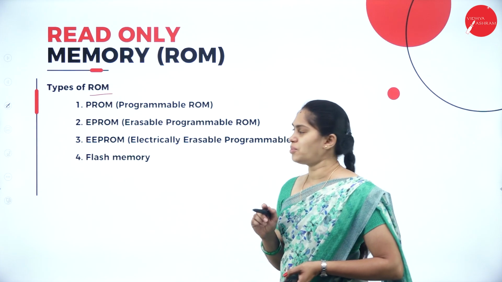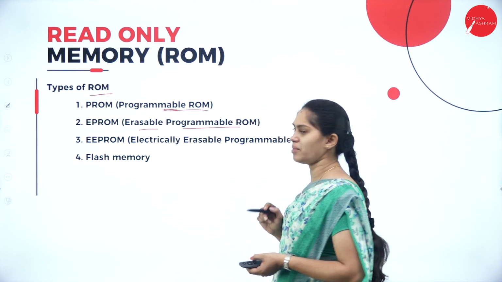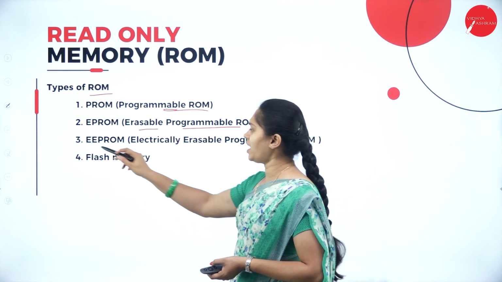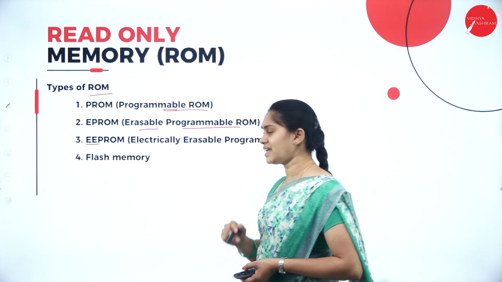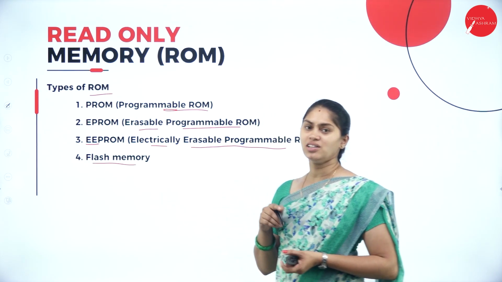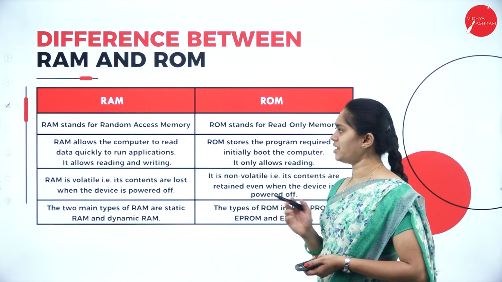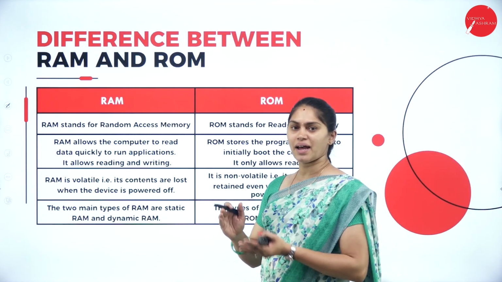So we have programmable read-only memory, PROM, EPROM, that is erasable programmable read-only memory. Then we have EEPROM, that is electrically erasable programmable read-only memory, and we have flash memory. All these are the types which come under ROM. Here you can see the difference between RAM and ROM.